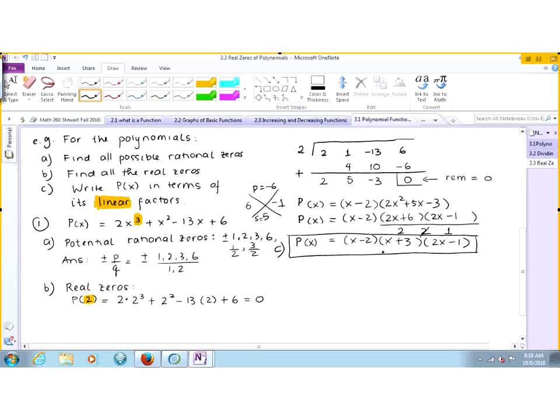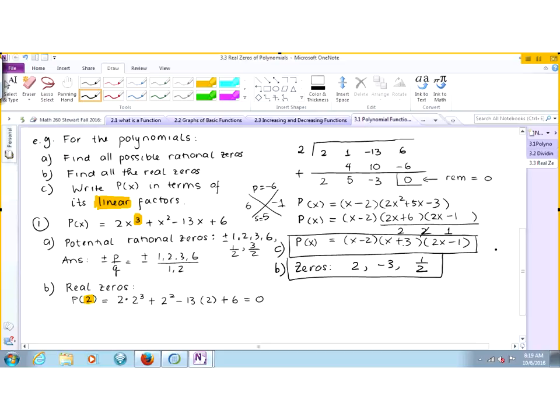So if we say write P of x in terms of its linear factors, this is my answer. This is P of x written in terms of its linear factors. Now, this is my answer to B. What are the zeros? Now here, let's start with this. 2, -3. What about these? Half. That's it. This is my answer to B.